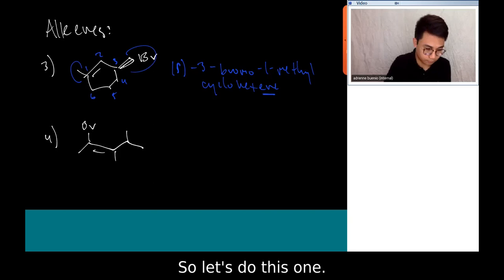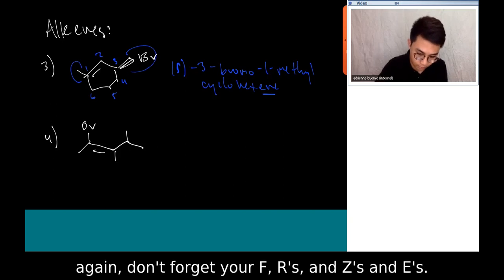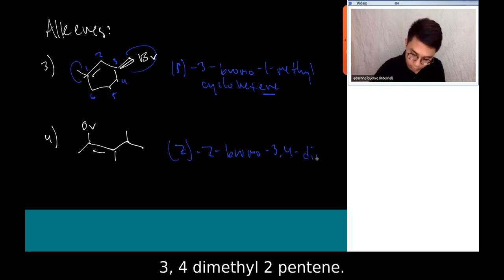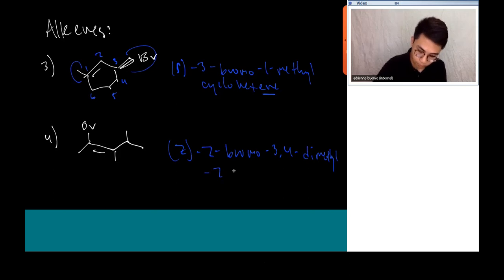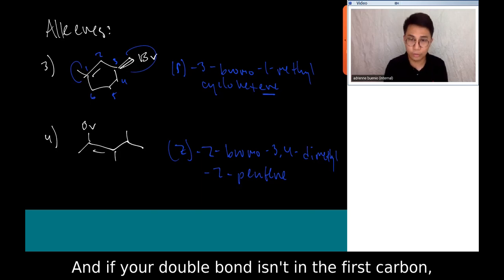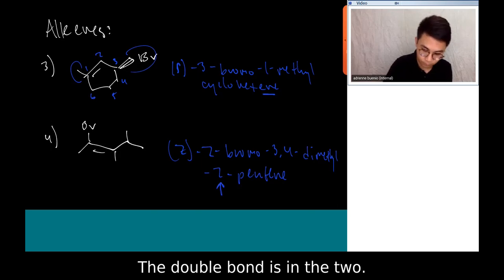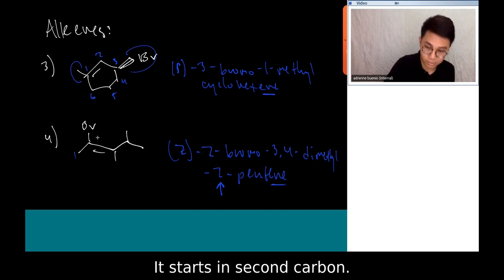So let's do this one. This one guys should have gone again, don't forget your S's, R's and Z's and E's. Z2 bromo. This one's more straightforward. 3, 4 dimethyl 2 pentene, right? And if your double bond isn't on the first carbon, then you have to indicate it, right? The double bond is in the 2, but 2 carbon. It starts in the second carbon.